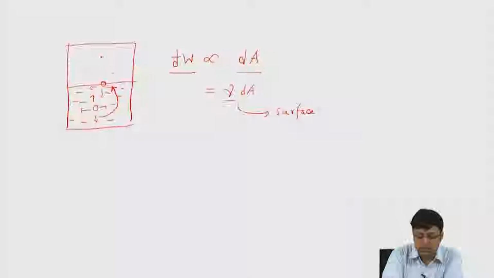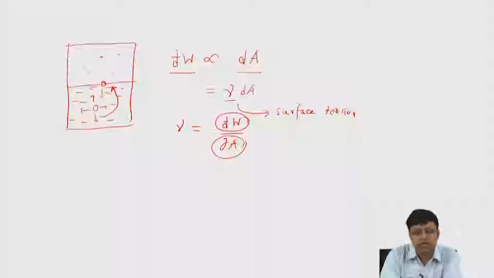So, the surface tension can be defined as the work done per unit change in area. That is the definition of surface tension. So, it will have dimensions of energy per square centimeter or square meter, something like that.